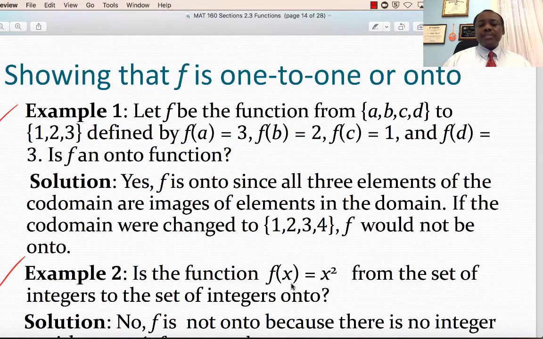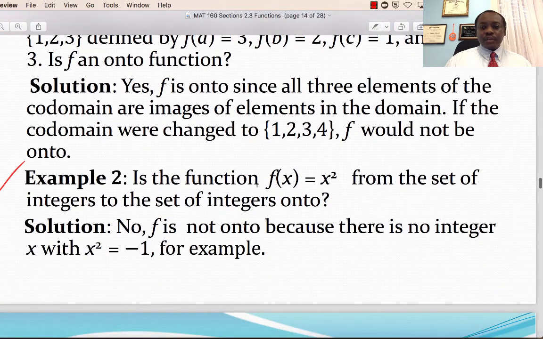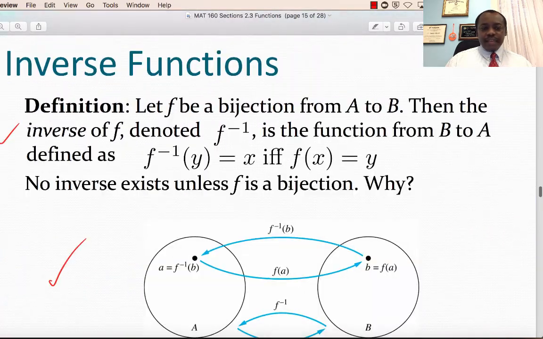Let's proceed. Showing that f is 1-to-1 or onto, we could use examples with finite sets, where your domain is just A, B, C, D, and your codomain is 1, 2, 3, and I define my function f as follows and ask you the question, is f onto? If I pick any element from my codomain, is there an element from the domain that is mapped onto it? Yes, you can verify that. Is this function here 1-to-1 and onto? We can verify that. And then the concept of inverse functions, which I already introduced.